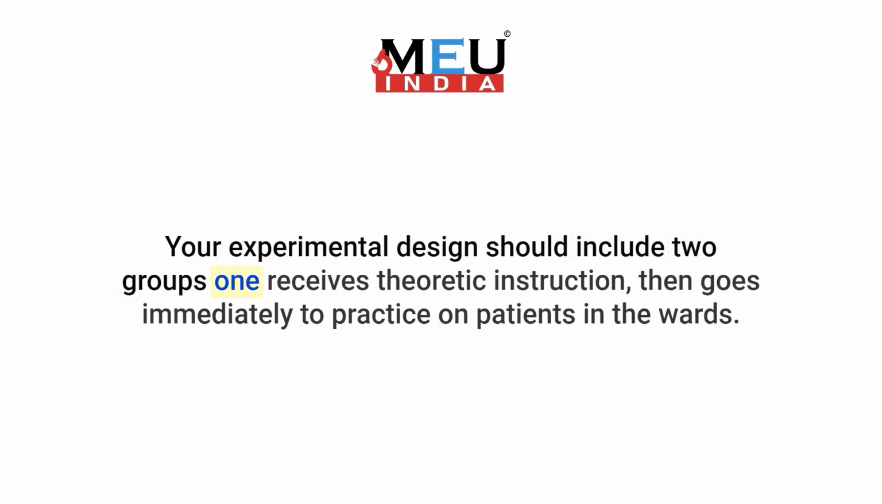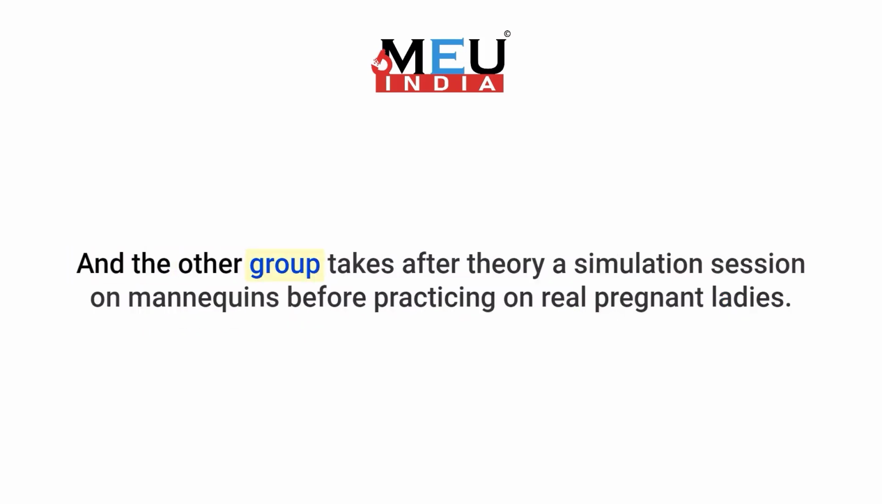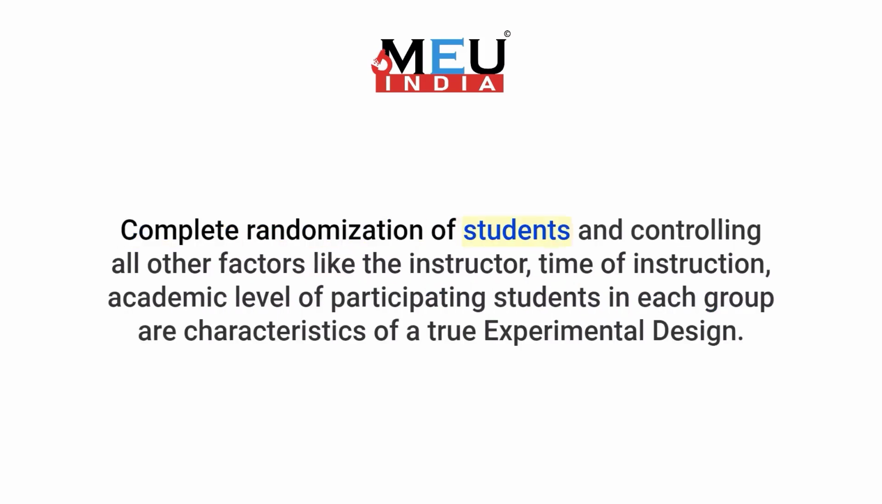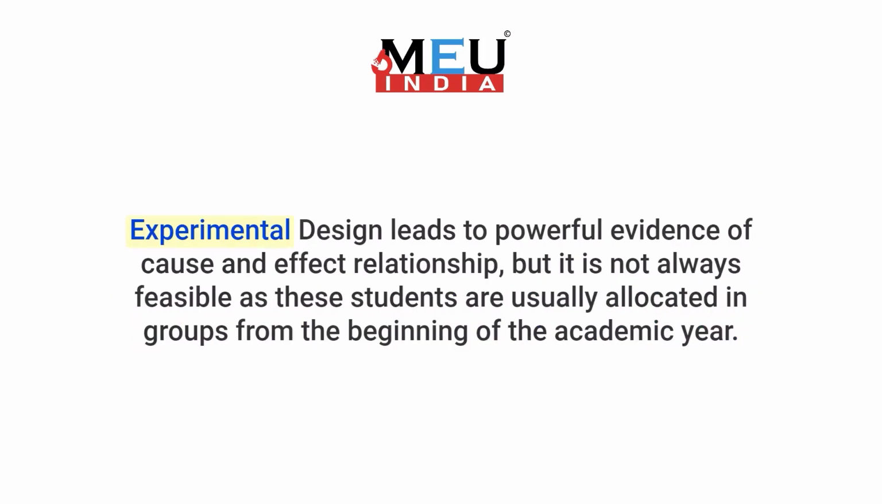One group receives theoretic instruction, then goes immediately to practice on patients in the wards, and the other group takes, after theory, a simulation session on mannequins before practicing on real pregnant ladies. Then you compare the performance levels of the two groups at the end of training. Complete randomization of students and controlling all other factors, like the instructor, time of instruction, and academic level of participating students in each group, are characteristics of a true experimental design.